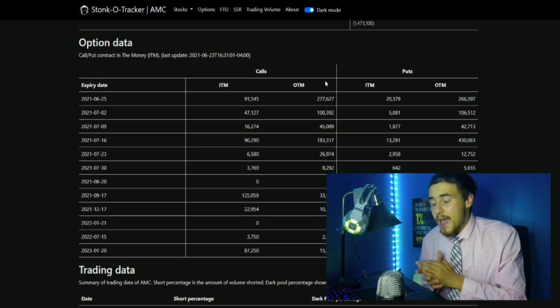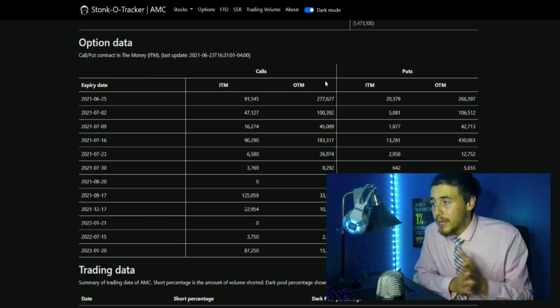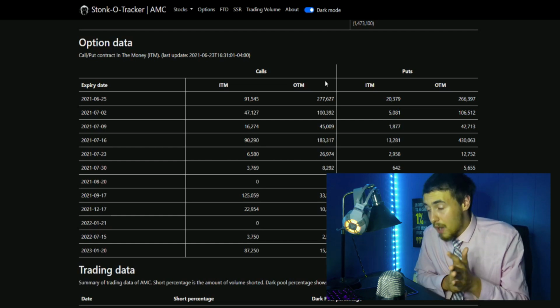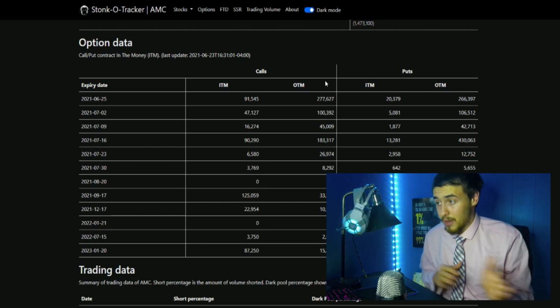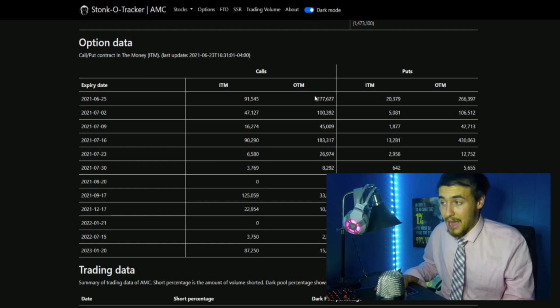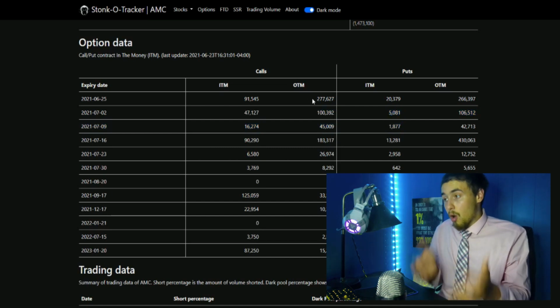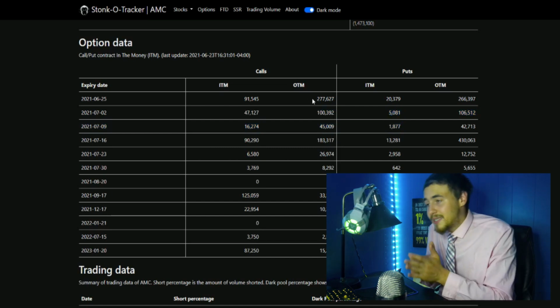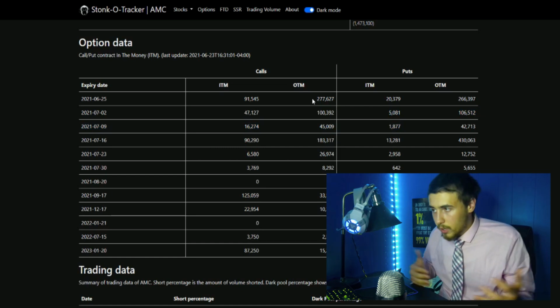And we see this as far as the July 2nd, we already have 100,000 contracts that are out the money and 47,000 that are currently in the money. So if we see a lot of these contracts roll over to next week, this could inevitably cause a big gamma squeeze. And July 16th is going to be a critical date as well.